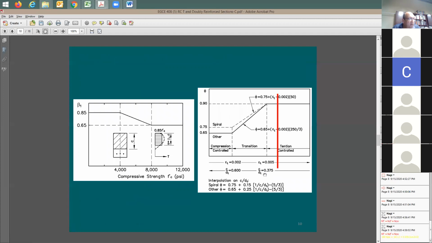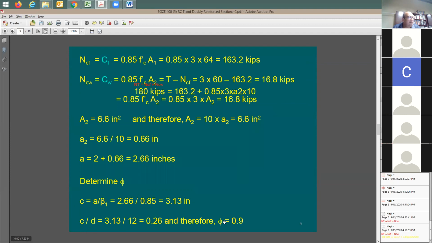Which way are we growing in this number here? This number grows this way, so 0.26 is going to be here, which means strain in the steel is going to be higher than 0.005. So my assumption that the strain in the steel is going to be greater than F sub Y is correct. And also, based on this C over D, I have a phi factor of 0.9. So great. So what to do next? To do next, I need to find out the moment capacity, Mn.